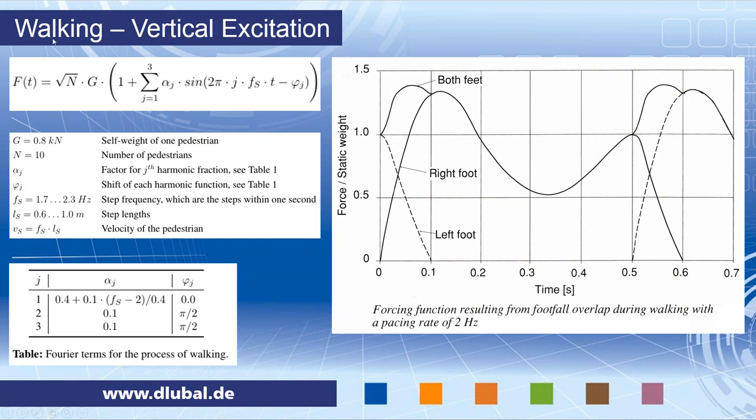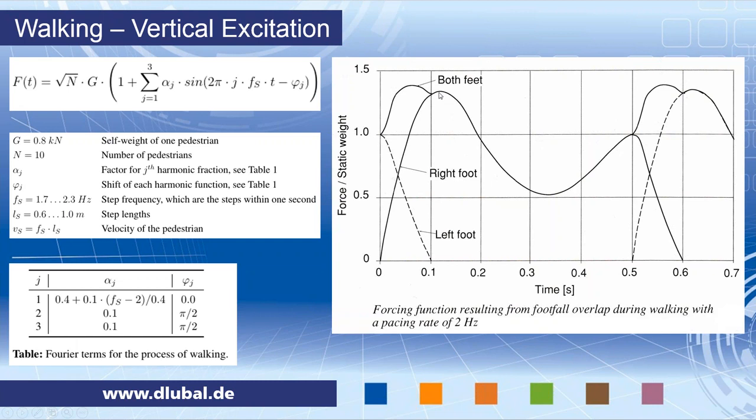So this is the function that expresses the walking. The person is permanently on the ground. That's why we are adding the self-weight of the person. So this is G, the self-weight of one pedestrian. And the walking itself is described by a sinus function consisting of 3 Fourier terms, with these coefficients alpha and phi. And this was all defined by Professor Bachmann earlier on. So this is the graph.